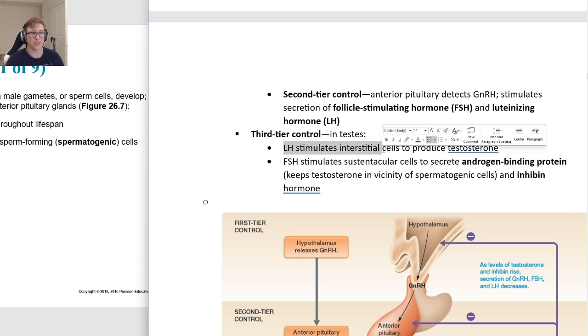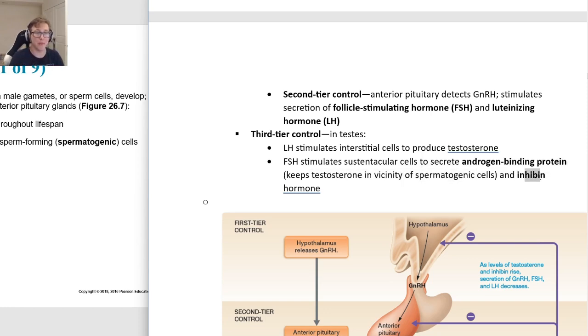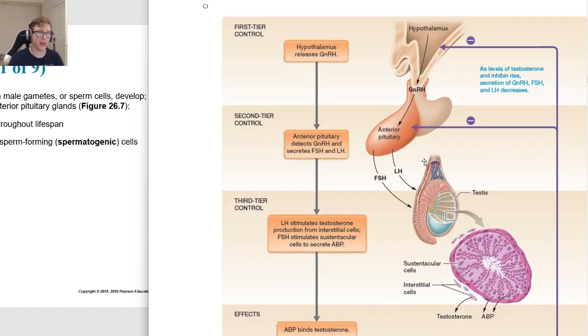Luteinizing hormone stimulates interstitial cells to produce testosterone. Follicle-stimulating hormone stimulates sustentacular cells to produce androgen-binding protein, ABP. This keeps the testosterone localized. And inhibin, which helps on the negative feedback loop to turn it off.